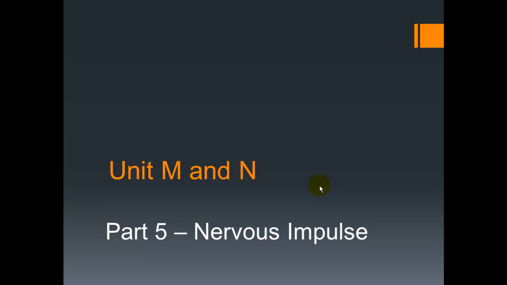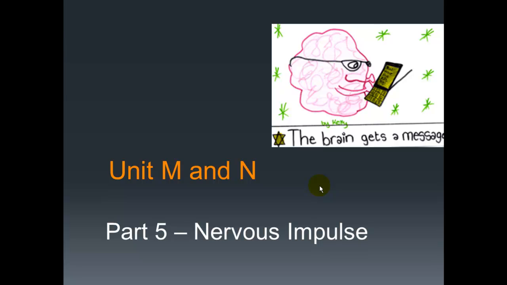This is part 5 of Unit M and N. This is the nervous impulse. And if you watched one of the screencasts on the nervous system, I would recommend this one.